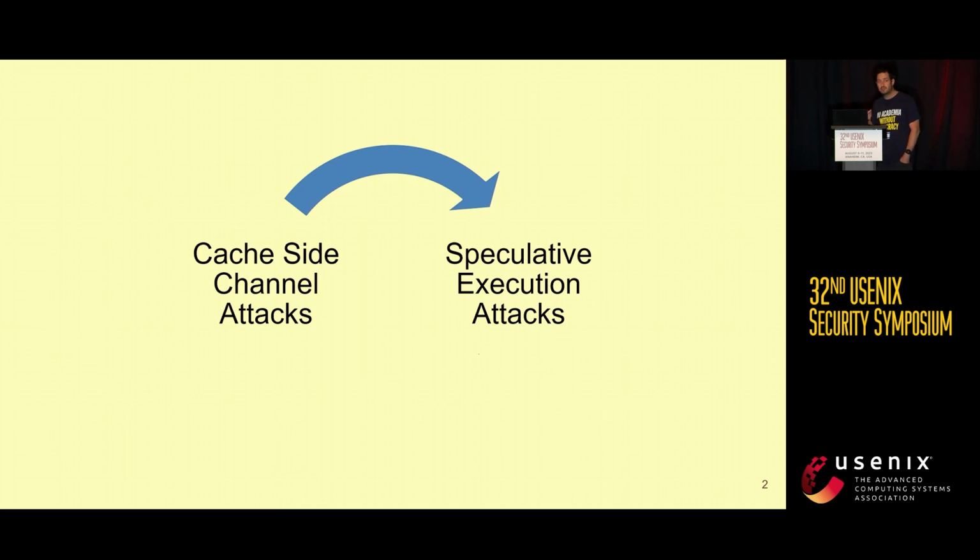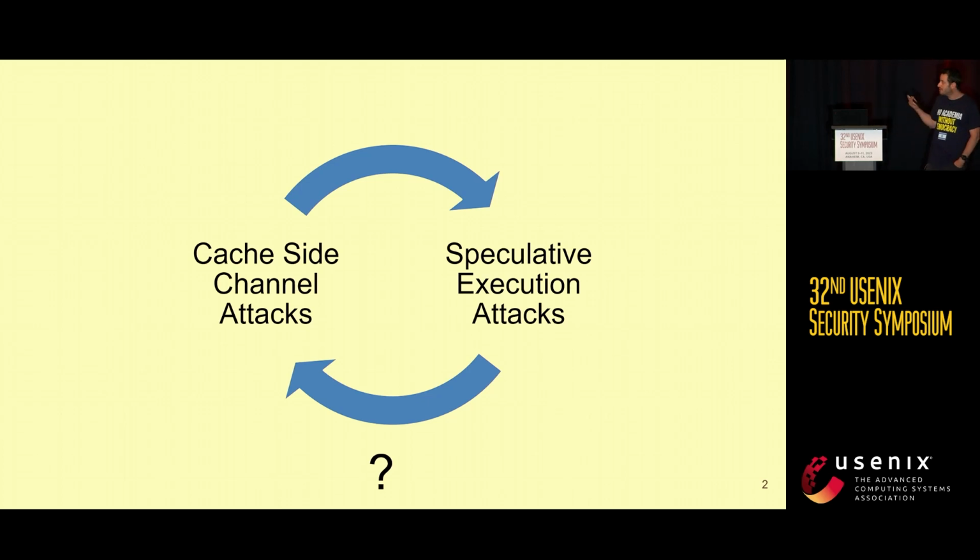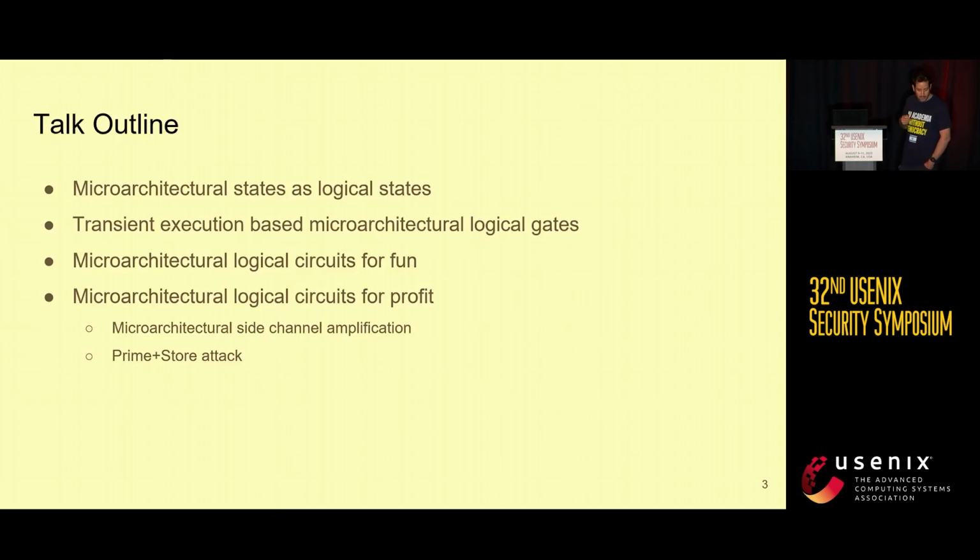And in this paper, I wanted to ask, what about the other direction? Can we exploit speculative execution in order to improve cache side channel attacks? The reason that I'm standing here now is because we managed to answer it positively. And now we're going to talk about how and why.